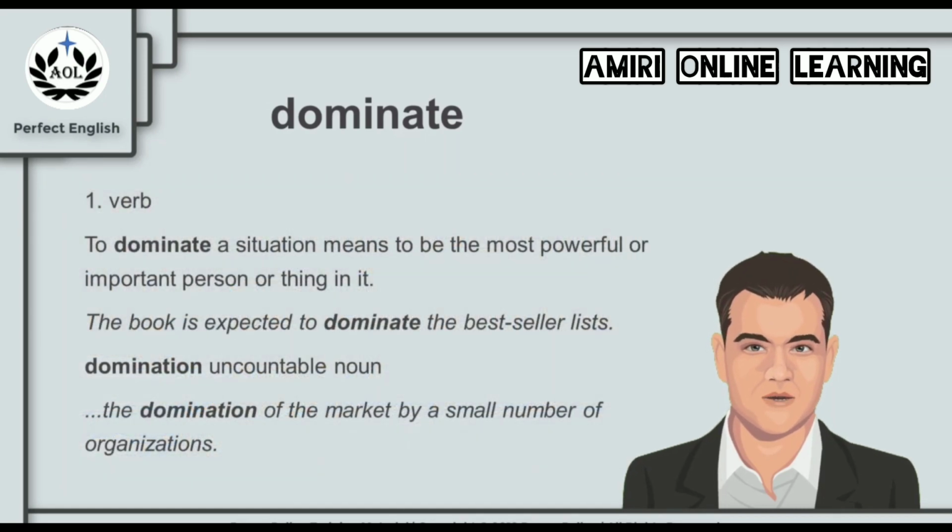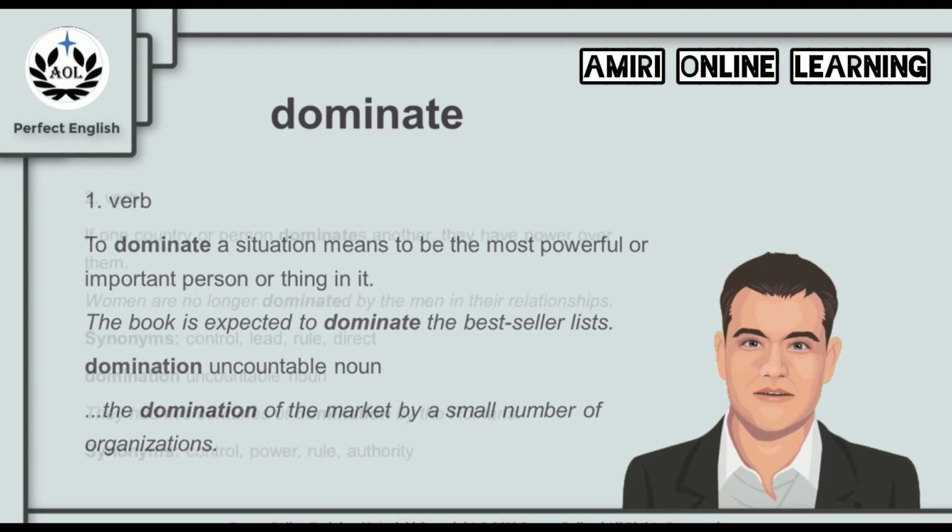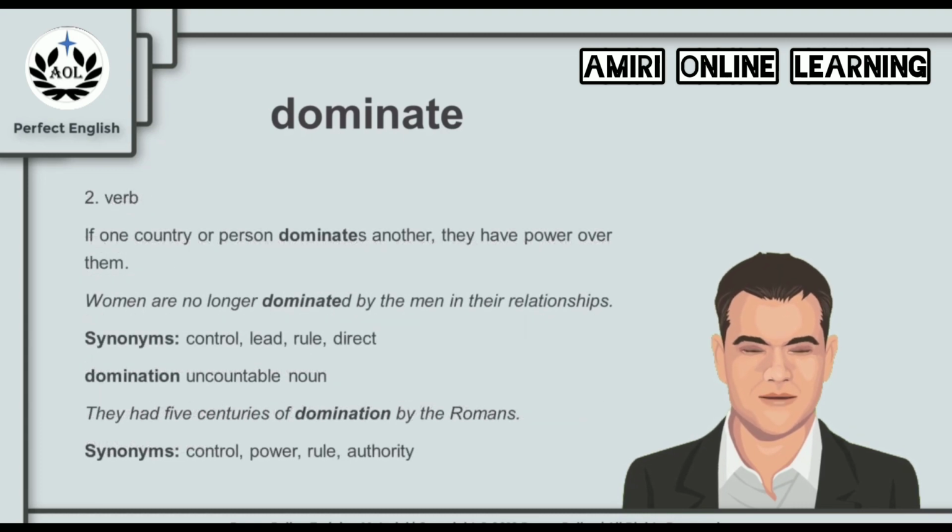To dominate a situation means to be the most powerful or important person or thing in it. For example, the book is expected to dominate the bestseller lists. Is expected to be the most powerful in the bestseller list. And domination is the noun from dominate. For example, the domination of the market by a small number of organizations. And dominate can also be used in a different context.